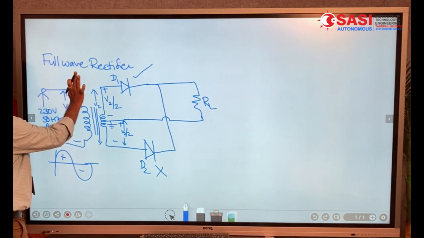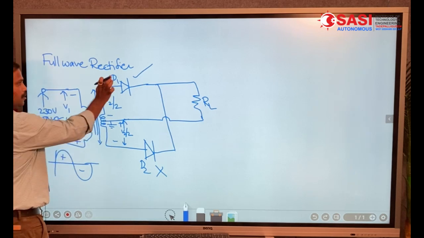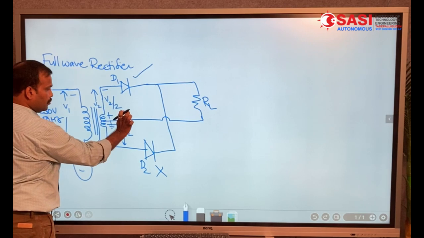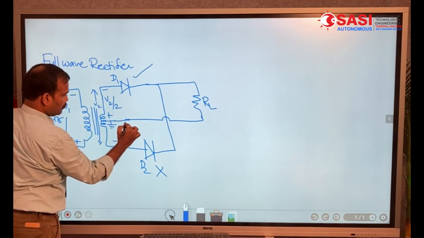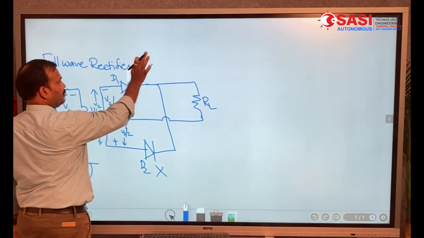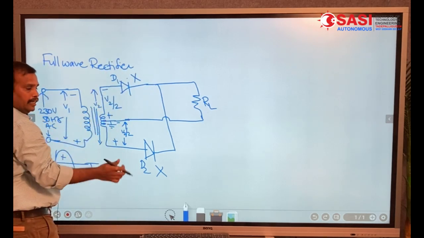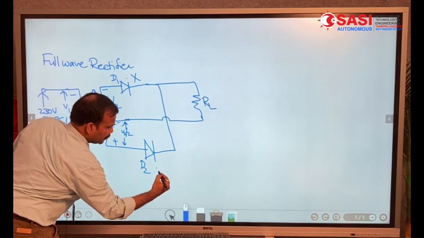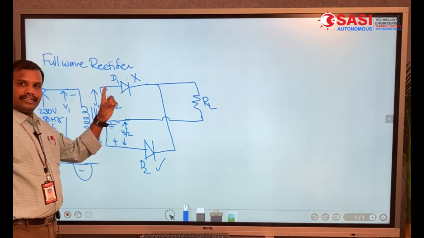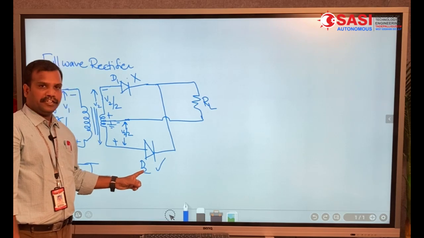Now, for the negative half cycle, what happened? The polarities reverse, negative and positive. Due to this, what happened? Diode D1 will be off because it will be in the reverse bias condition and D2 will be in the forward bias condition. Hence, the diode D2 conducts, D1 doesn't conduct. Hence, current flows through the load resistor due to the diode D2 only.